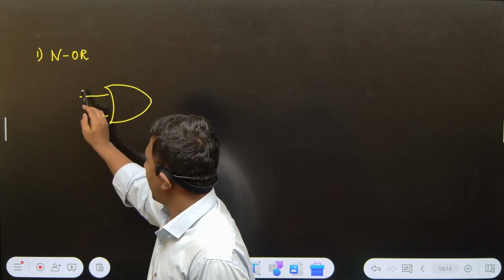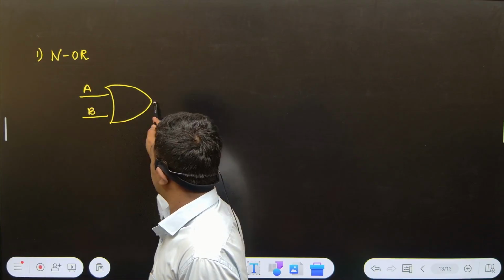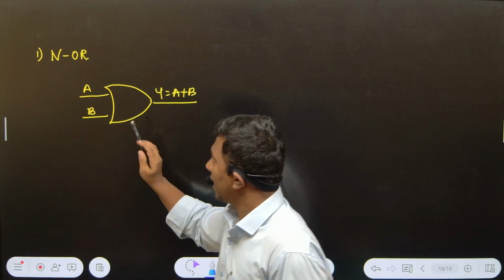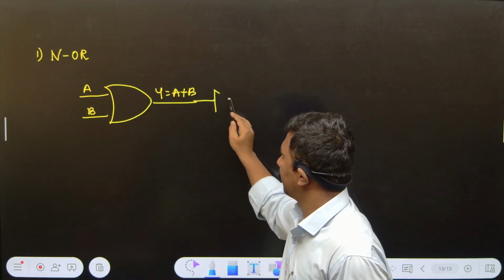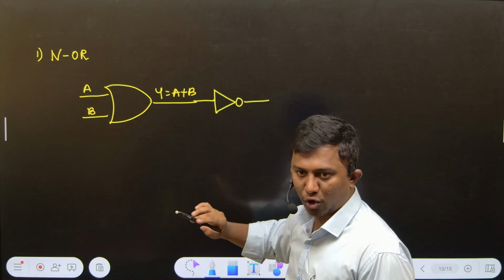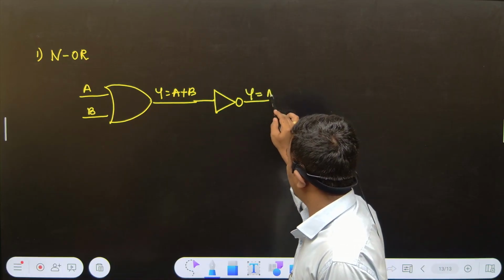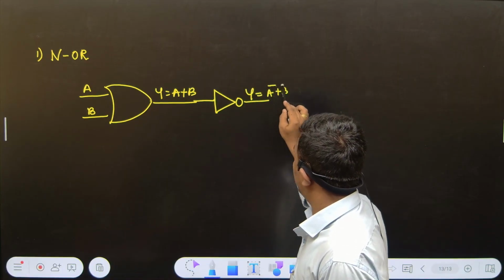Understood now? So I am giving A and B. Then what will be the answer? Y is equal to A or B. Now this should be followed by a NOT gate. So we have given Y is equal to A plus B, then what I got? Y is equal to A plus B whole bar.